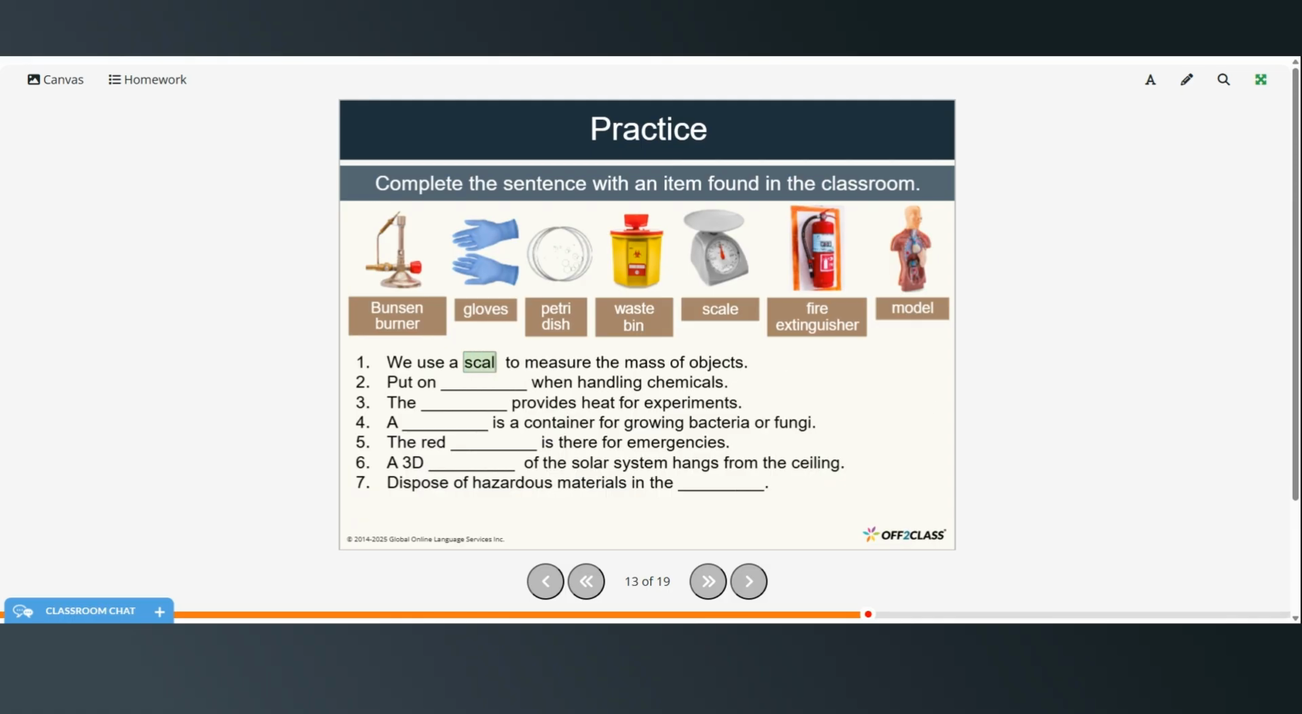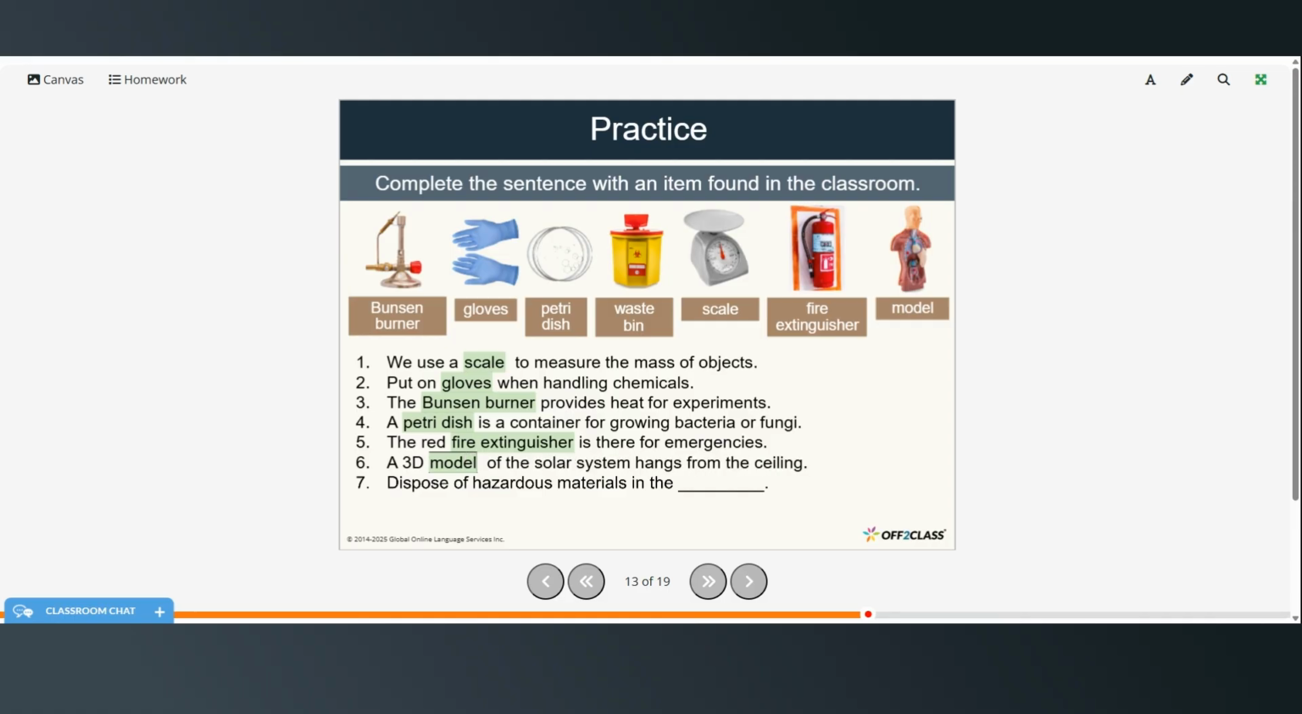So we use a scale to measure the mass of objects. Put on gloves when handling chemicals. The Bunsen burner provides heat for experiments. A petri dish is a container for growing bacteria or fungi. The red fire extinguisher is there for emergencies. A 3D model of the solar system hangs from the ceiling, and dispose of hazardous materials in the waste bin.